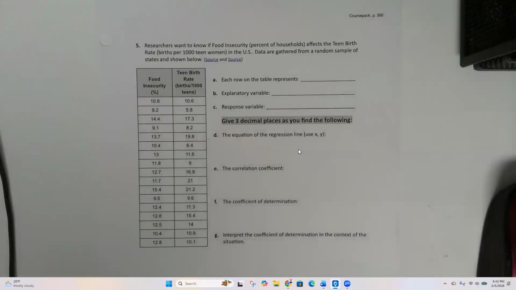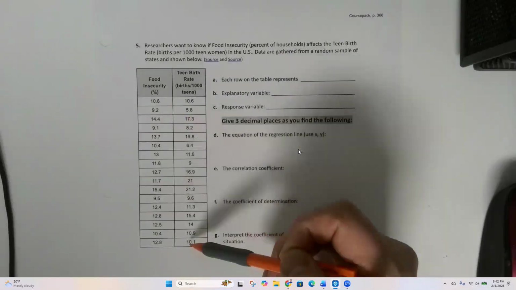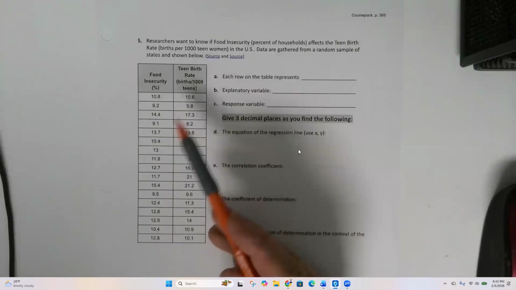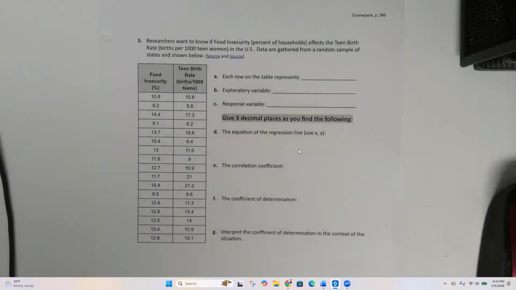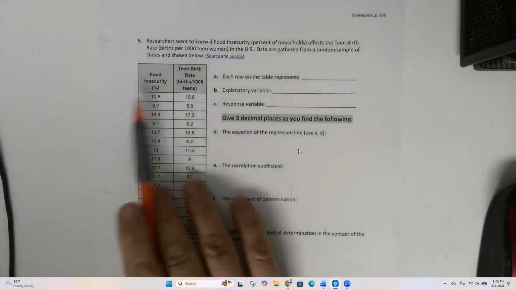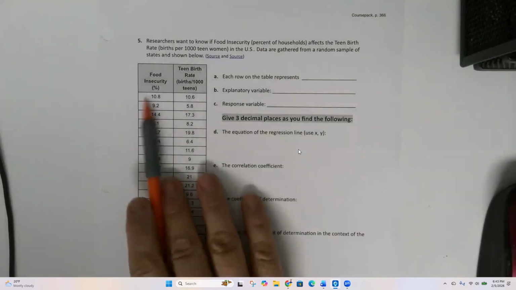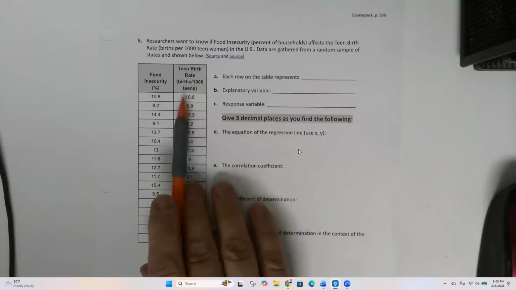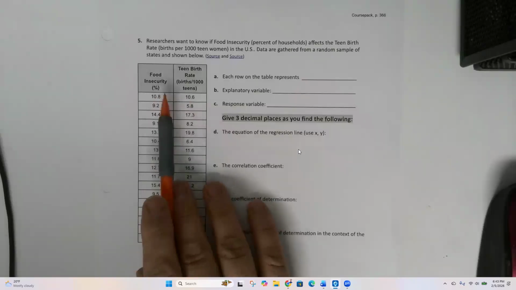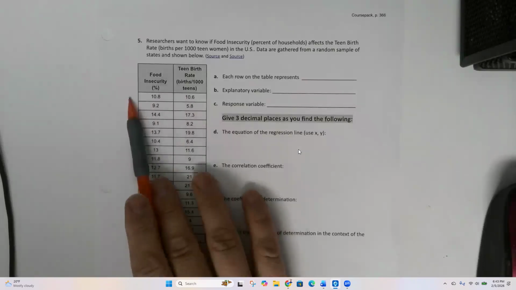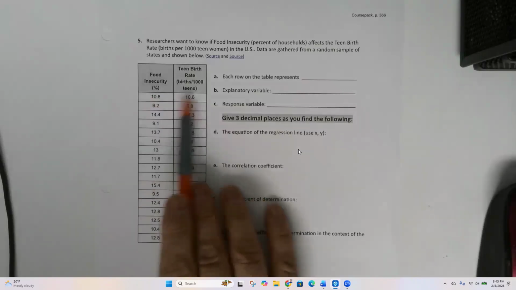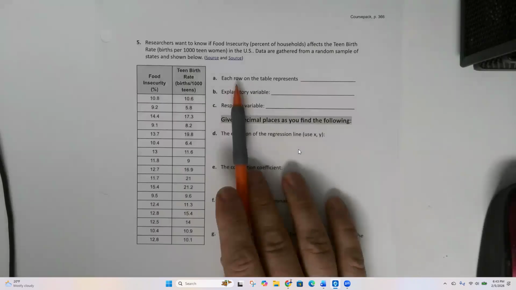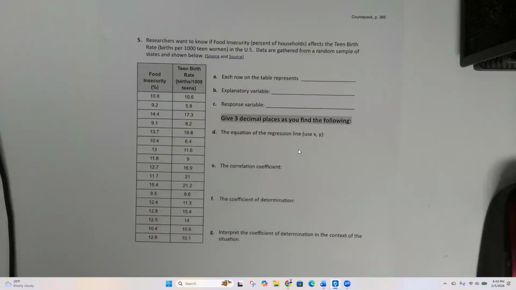So each row represents what? It's important when you're collecting data to understand what each row is. Each row here is two numbers, and those two numbers correspond to something. They could correspond to a year or a person, right? There could be a person or a household that has this food insecurity rate and this teen birth rate. But that's not the case here. What does each row in the table represent?